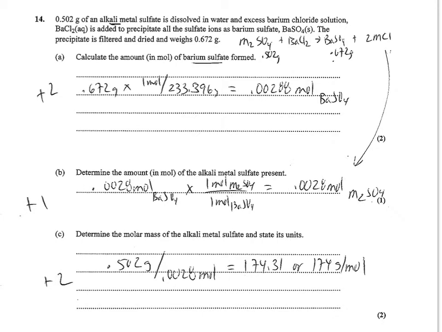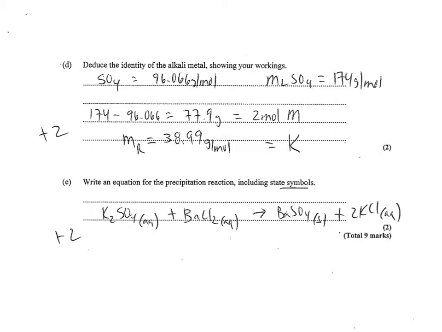So the identity of the alkali metal, well, this is a little trickier because I know that 174 is how much M2SO4 weighs. I know SO4 weighs 96.066 grams per mole. So if I subtract that, that means the other 77.9 grams per mole is my metal. But then when I look at my formula, I see that I have 2 moles of my metal atom in each formula unit. So the 77.9 that the metal weighs is for 2 units. So I divide that by 2 and I get a relative molar mass of 38.99 grams per mole, or potassium.